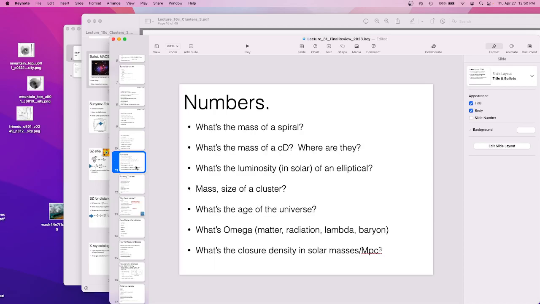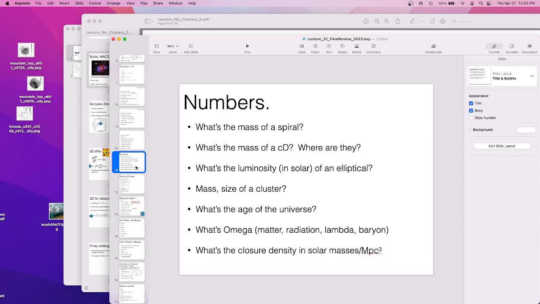Numbers. You should know what the mass of a spiral galaxy is. High probability that one of the questions is, what's the typical mass of a Milky Way sized galaxy? I'll be asking for the dynamical mass because that's easier to measure. But get your head around how big a cD galaxy is, how big a dwarf galaxy is, how big the Milky Way is. What's the radius of the Milky Way? Does anybody know off the top of your head?